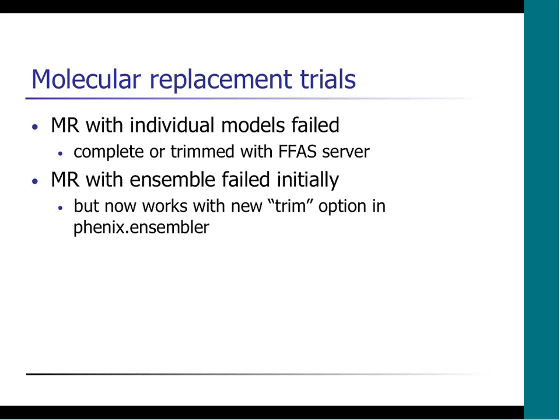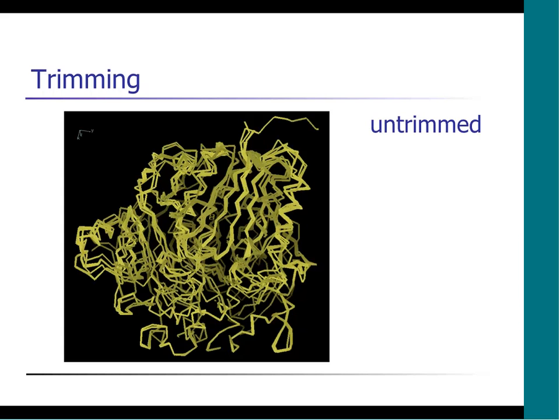Just to illustrate that, here is a chain tracing of all of those models superimposed on each other, and trimming prunes that down to a conserved core, which is probably less than half of the structure. But even though it's very incomplete, this turns out to be a model that gives you a much better signal in a molecular replacement search than the larger, more complete models.